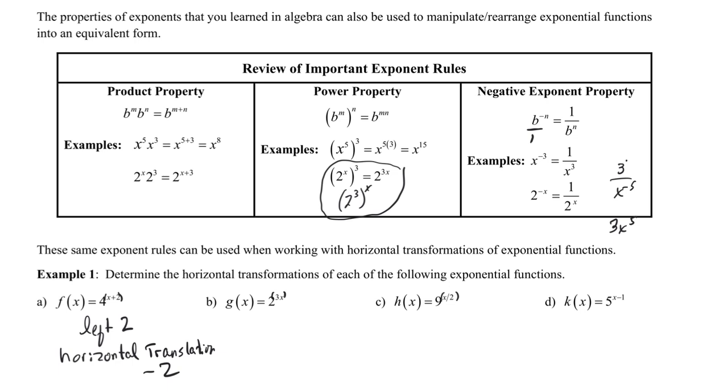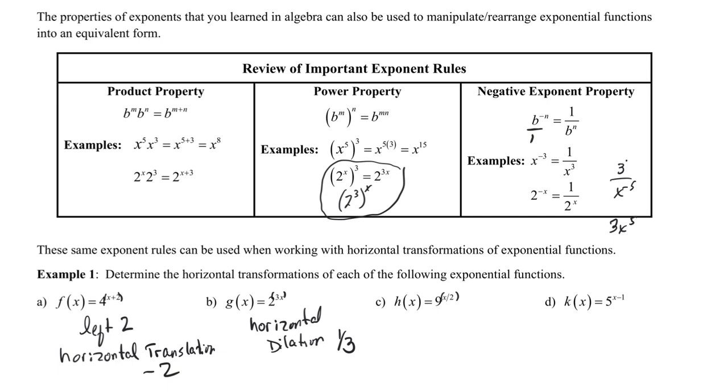Let's look at B. I have a number in there. It's not a plus sign or a minus sign, so it's not going to be a translation. It's not going to go left and right, but it is going to be a dilation. So we have to do the opposite. It looks like 3 times x, so we have a horizontal dilation of 1/3.